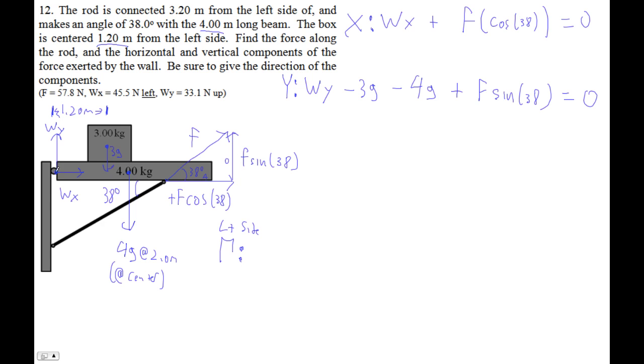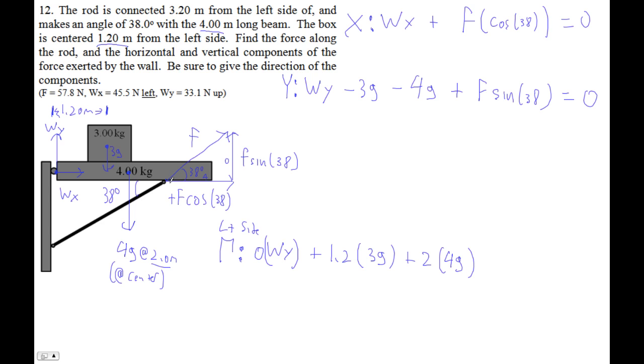Okay, so that torque is 0 times the wall in the y direction. Now, plus the box is going to be a clockwise torque. So plus, it's 1.2 meters from the left side, so plus 1.2 times 3g. And then we've got plus, it's at 2 meters, because that's the center of the beam. The beam is 4 meters long, and the force of gravity would be acting right at the center, which is 2 meters from the left side. So 2 times 4g.